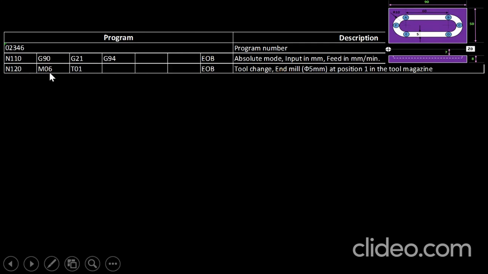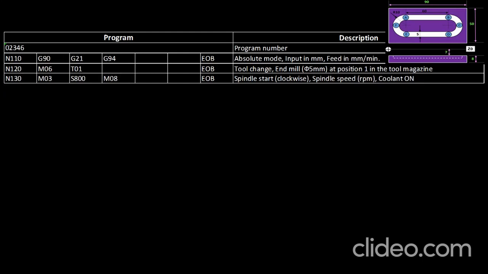Then M06, that is tool change, and T01. If I have kept my end mill, that is 5 mm diameter, in position 1 in the tool magazine, I will write T01. If I have kept it in a different position, I can define it separately, maybe T02, T03, depending on where the tool is kept in the tool magazine. Then M03 means the spindle where the tool is mounted will start in clockwise direction.